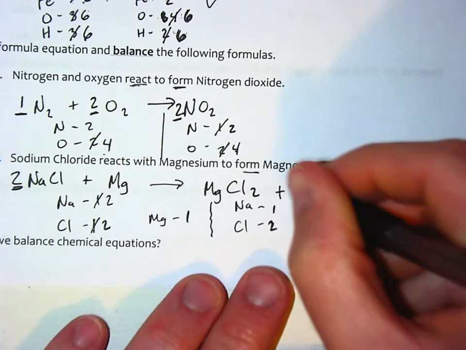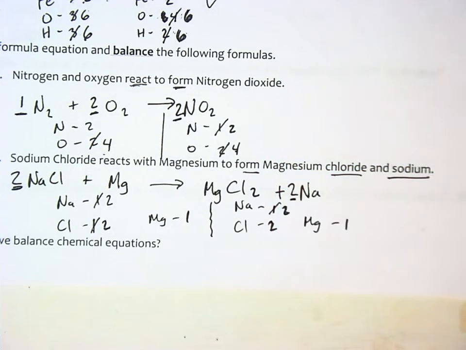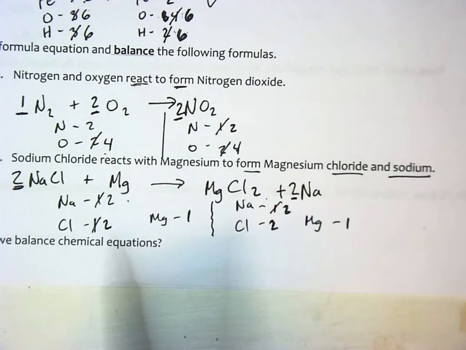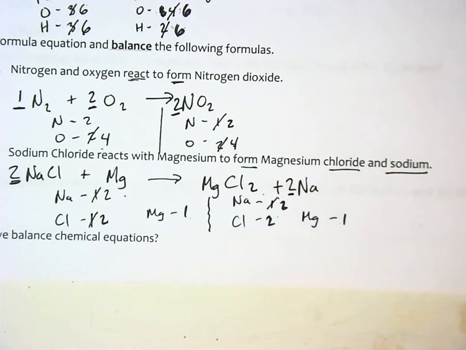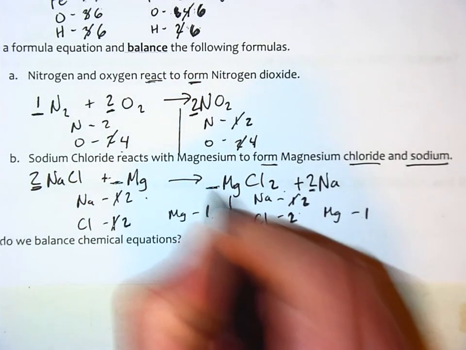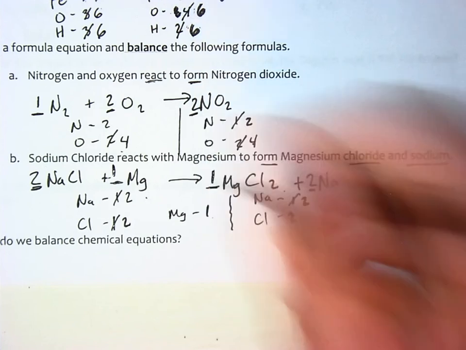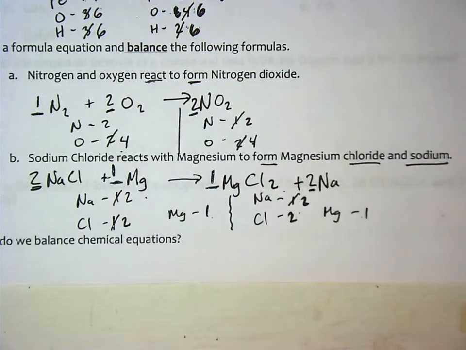Now I'm going to have to come over here and put a 2, which is going to balance out. So now I've got 2, 2, 2, 2, 1, 1. So now we're balanced. All of these coefficients in front, again, you can leave them blank, or you could say that they have a coefficient of 1.